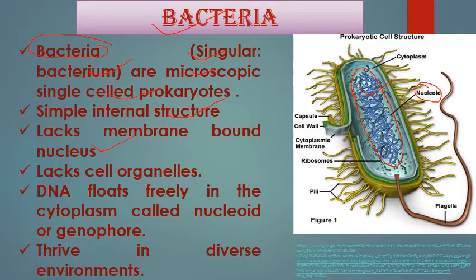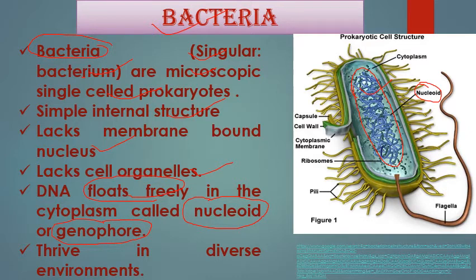They lack a true nucleus, that is a membrane-bound nucleus. And in addition to this, they lack many cell organelles, like mitochondria, chloroplast, endoplasmic reticulum, etc. They have one cell organelle, that is ribosome, for the formation of proteins. Iske alawa isme jo DNA hai, that is naked, it means it is not covered by any membrane bound nucleus, so that floats freely in the cytoplasm, and this structure is commonly known as nucleoid. Isko bola jata hai nucleoid or genophore bhi kehte hain.